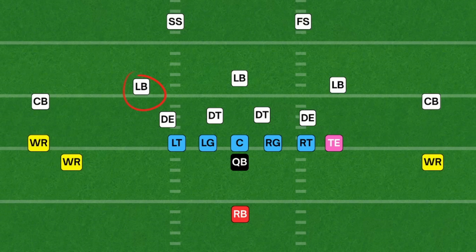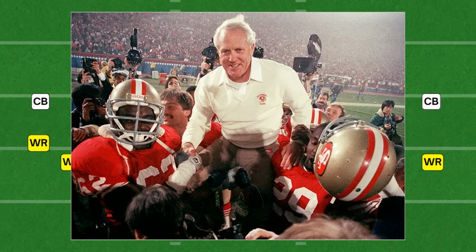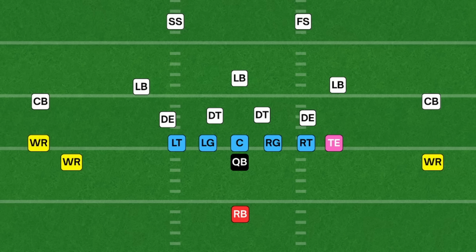If they bring an extra defender into the box to stop the run, you throw to the slot receiver. If they cover the slot receiver with a defensive back, you run the ball against a lighter box. Bill Walsh's 49ers perfected this formation in the 80s with their West Coast offense. They'd use quick passing to the slot receiver to replace the running game, then hit receivers on deeper routes when defenses adjusted. The formation also allows for maximum pass protection.